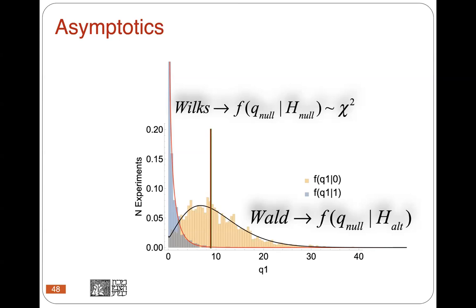You wouldn't know the power if you didn't have this asymptotic formula, or the distribution. But in this case, if you really want to describe well the tail of the red, you need zillions of events. It is so small. The asymptotic will give it to you much more accurately.